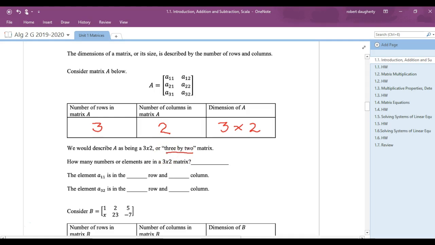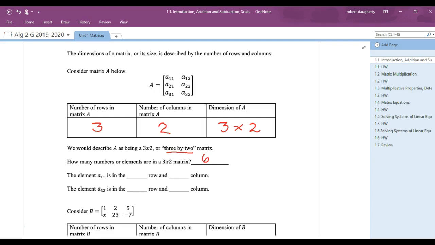The first number always represents the rows. The second number always represents the columns. How many elements are in a 3 by 2 matrix? 6, okay? You can count them up: 1, 2, 3, 4, 5, 6, or 3 times 2 is equal to 6. So it tells me there are 6 elements in that matrix.